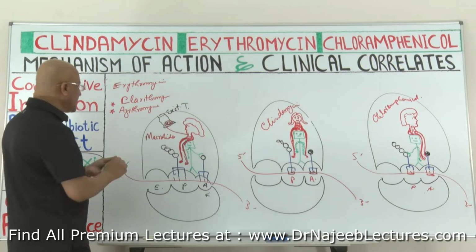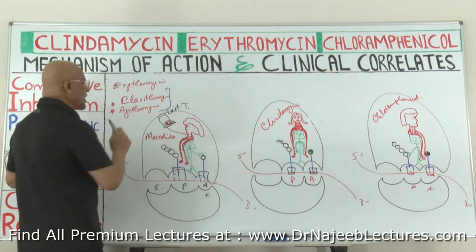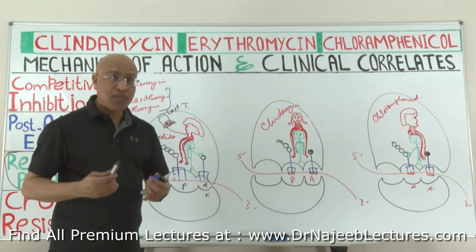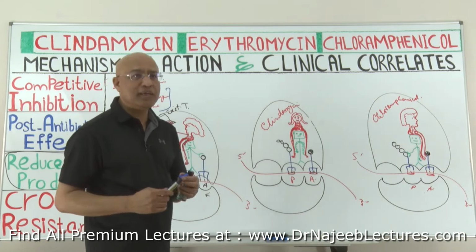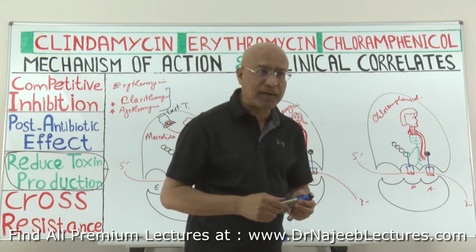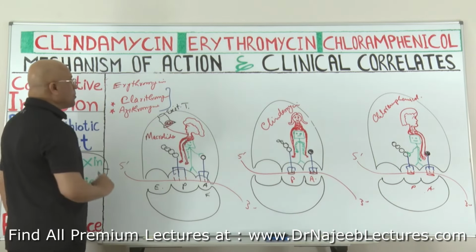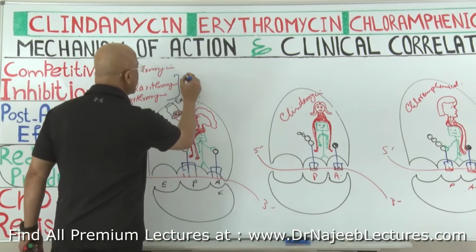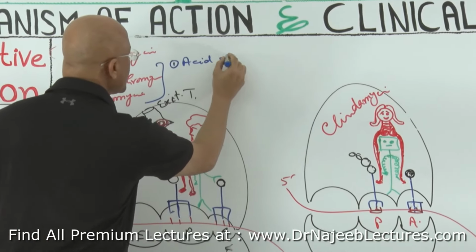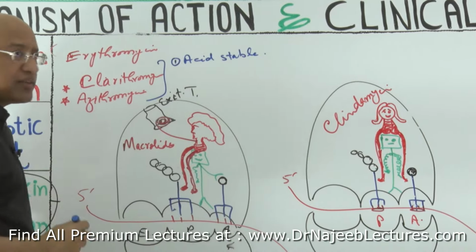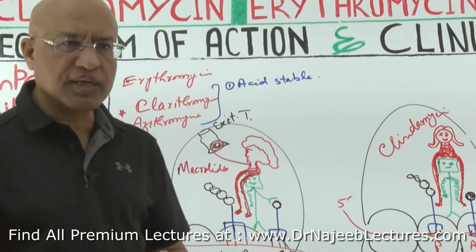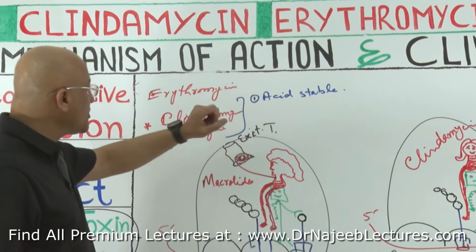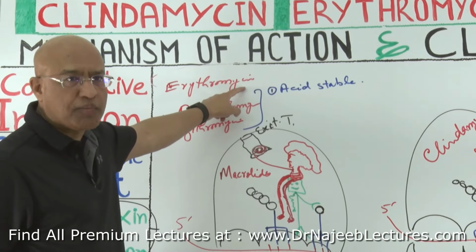I'm not teaching you macrolides right now, but just a few words. Clarithromycin and azithromycin are newer macrolides, younger macrolides. Their age is less. Age means the time they came into clinical practice, right? They are now getting more popular than erythromycin. You know why? Because number one, they are acid stable. Acid stable means that in the gastrointestinal system, they will not be destroyed by gastric acid, and their oral bioavailability will be more. Due to this reason, erythromycin is given in enteric coated tablets.